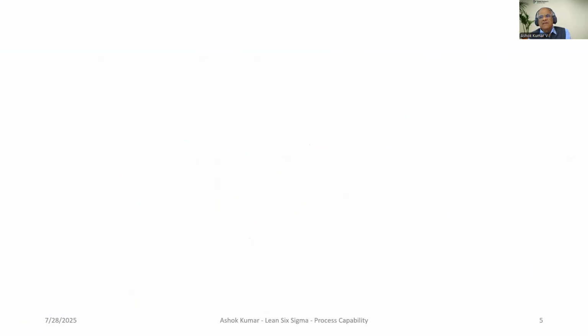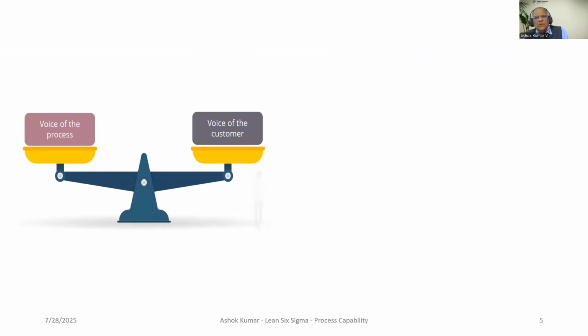Now let us deep dive into the topic straight away. You have been introduced to two terms, voice of the process and voice of the customer, called VOP and VOC. Now capability is a kind of analysis to provide a quantitative assessment of the ability of your process to meet the requirements, that is the voice of the customer.